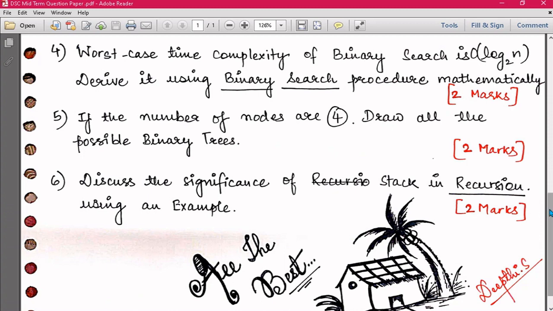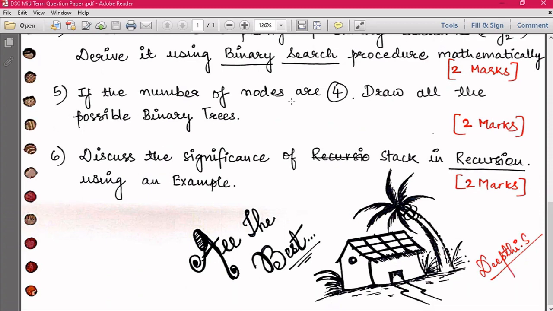Now coming to the fifth question: if the number of nodes is 4, draw all the possible binary trees. There can be any type of binary tree: strict binary tree, complete binary tree, or normal binary trees. But the number of nodes should be 4. There can be skewed binary trees, left skewed, right skewed, complete binary tree, strict binary tree, full binary tree. All those concepts you have to use, and you have to make all possible trees. The number of trees that will be made here will be 14.